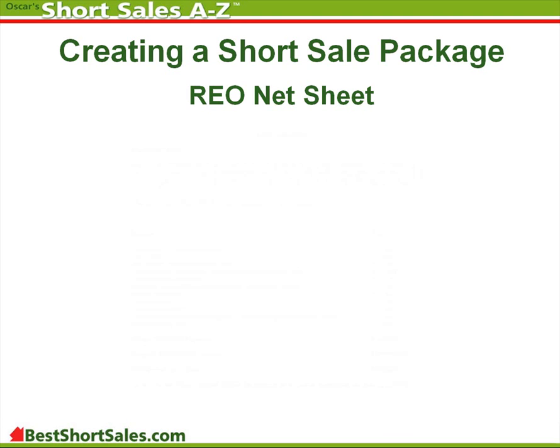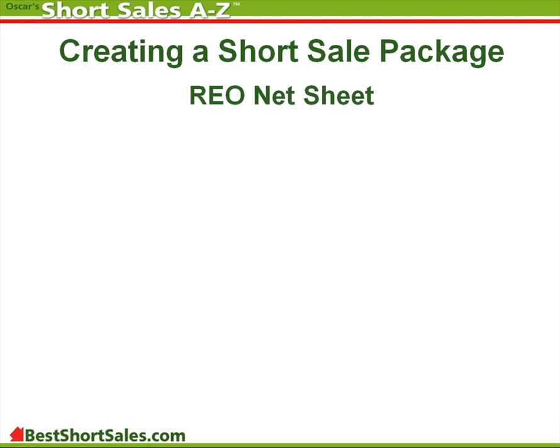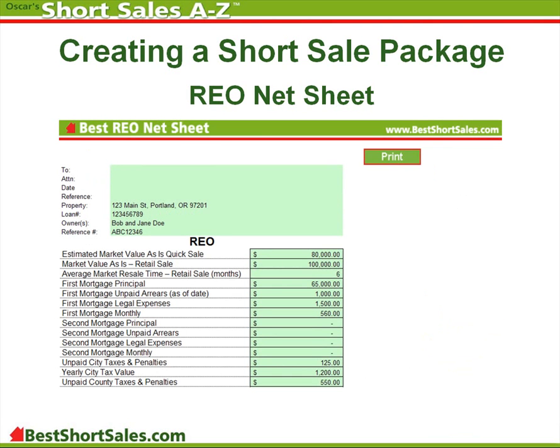REO net sheet. Sometimes it makes sense to show the bank that the offer is very reasonable, considering how much they will end up netting after a foreclosure. For example, with this property, the total REO expenses will be $36,000, and the maximum value the property will bring is $280,000. That means that in the end, the creditor at best will recover only $244,000. That demonstrates that the offer for $260,000 is much better than they will get otherwise. There is software that helps make these REO calculations simpler.